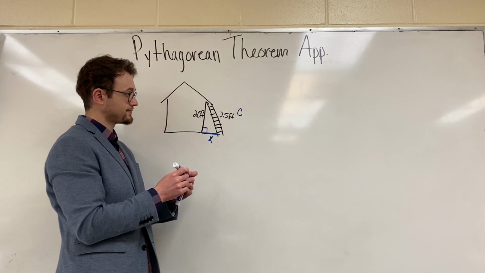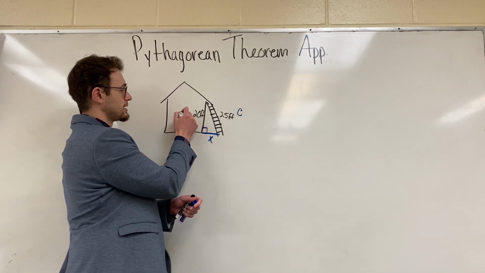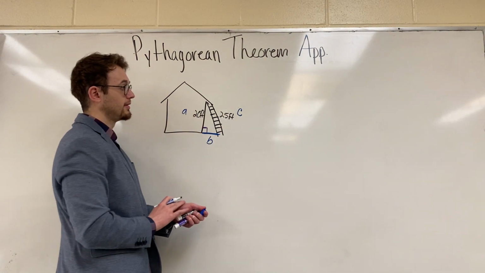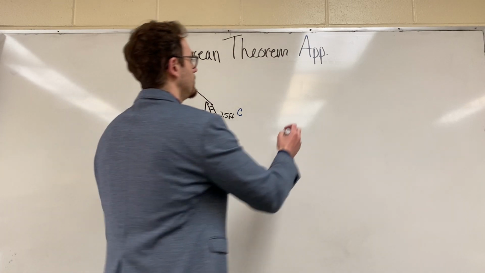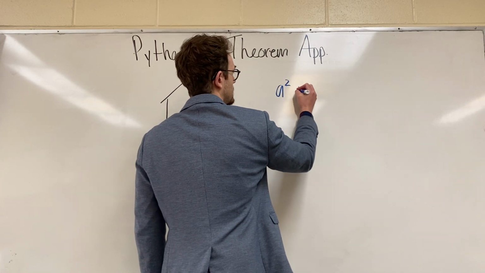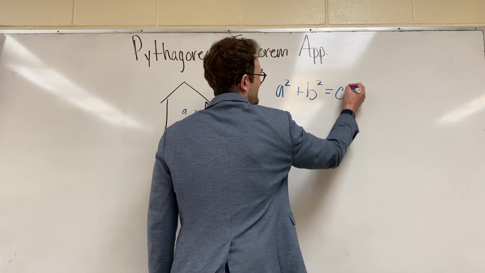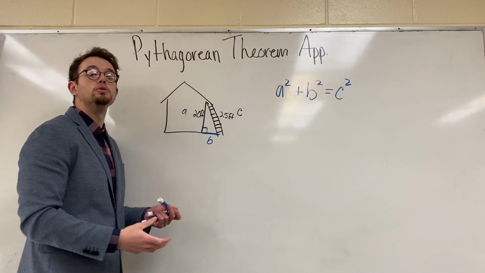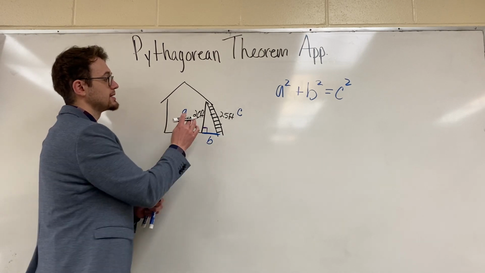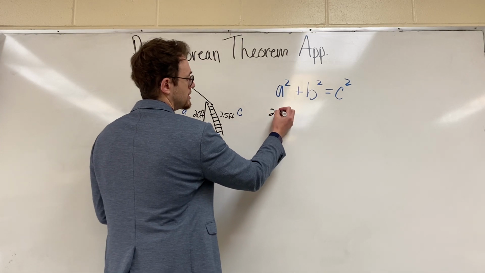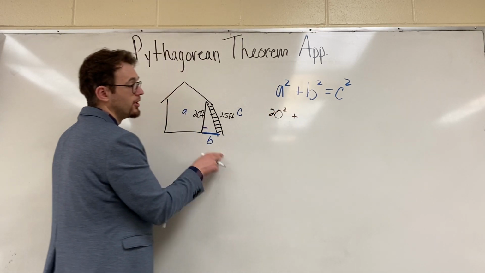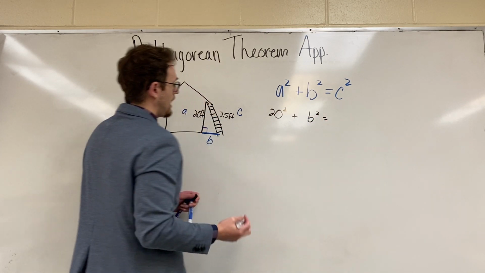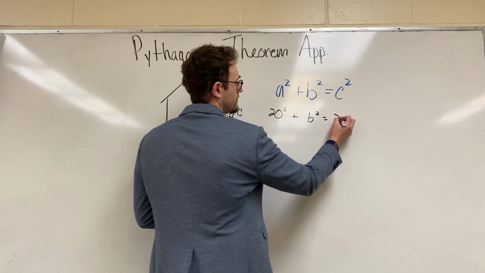which means that over here I'm going to call this A, and instead of X, I'm going to call this B. All right, so now I'm going to go to the Pythagorean theorem, which is A squared plus B squared equals C squared. But I can substitute what I know in, and something I know is A is 20. So 20 squared plus, I don't know what B is. Can't do anything with that. I know what C is, and that's 25.